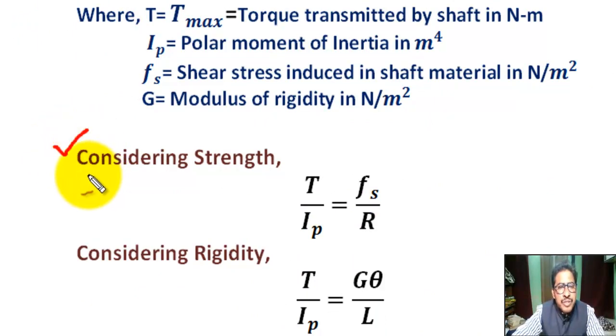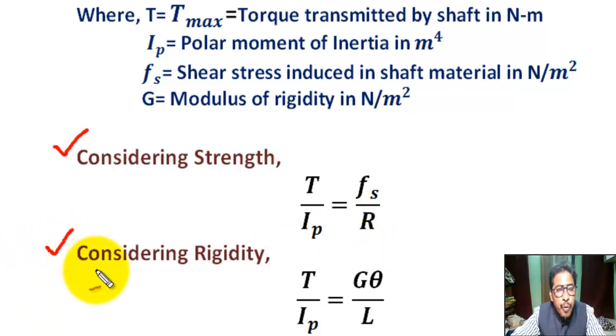Now, considering strength, that means consideration of shear stress, we get T by IP equals Fs by R. T equals maximum torque transmitted by shaft in Newton meter, IP equals polar moment of inertia in meter to the power 4, Fs equals shear stress induced in shaft material in Newton per meter square, R equals radius of the shaft.